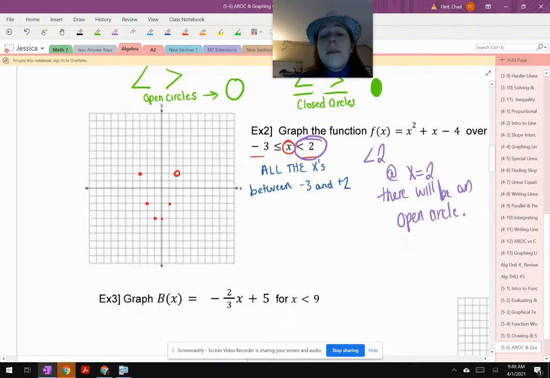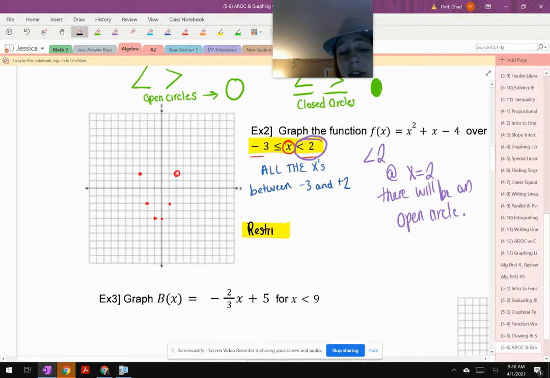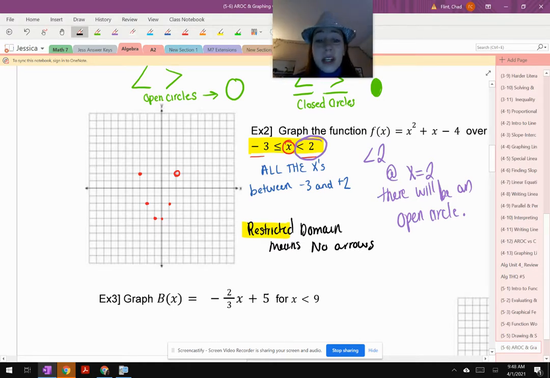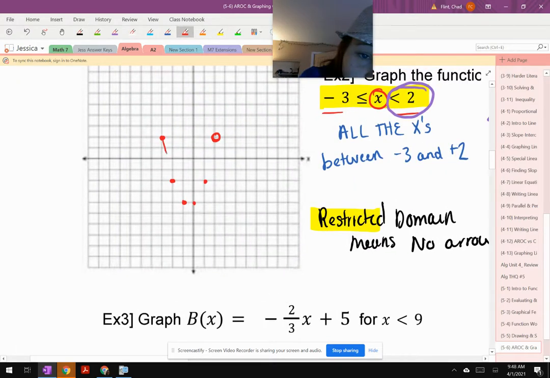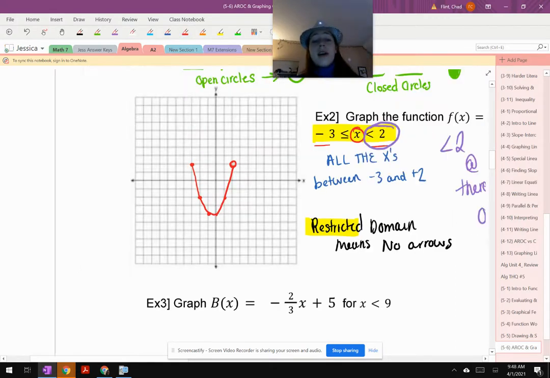So now, because of this restricted domain, and we're going to talk about that domain word later, restricted domain means no arrows. It means we're not going past those x values of -3 and 2. We're just connecting the pieces that we have. So that's going to look something along the lines of that.